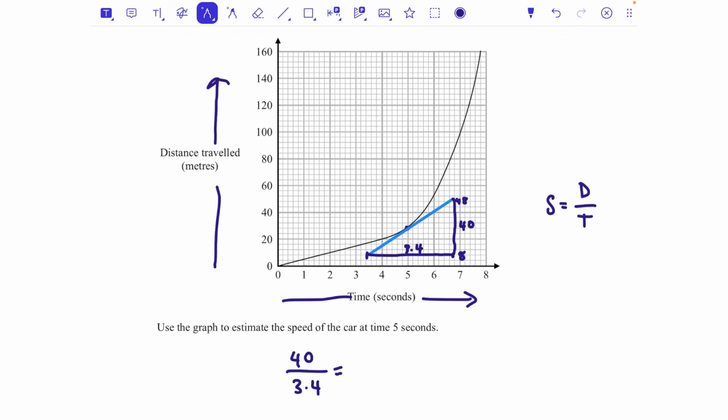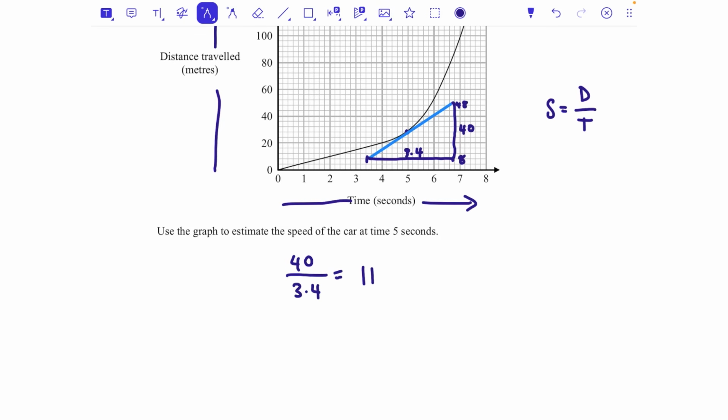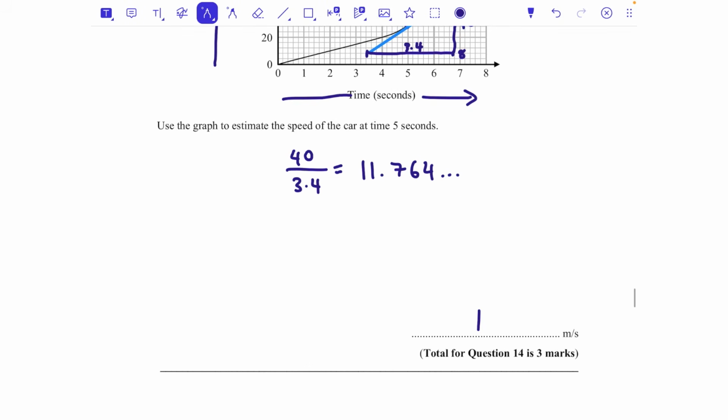This is a calculator paper. You might get a slightly different answer, and a range of answers would be acceptable here, but ultimately you need to draw a tangent, which is a line that just touches the curve, and it's going to just touch it at 5. And then you're going to turn it into a triangle and do whatever it's going up in divided by whatever it's going across in. I get 11.764. So I'm just going to put 11.8 on the answer line.